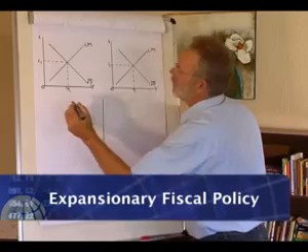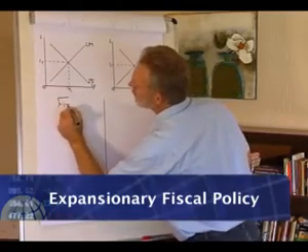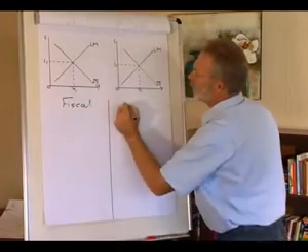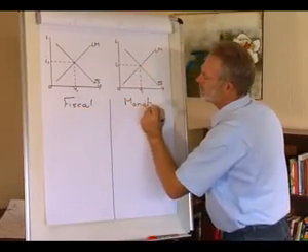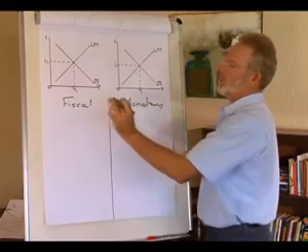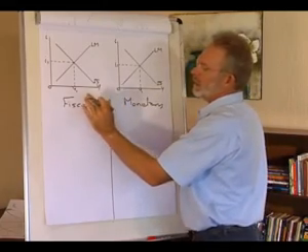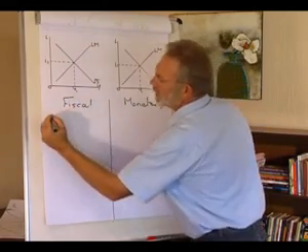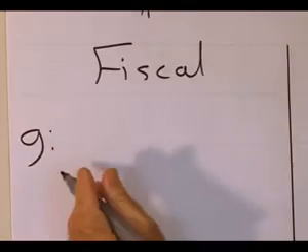Let's compare fiscal policy with monetary policy. This side we have fiscal policy, and here we deal with monetary policy. Fiscal policy deals with the goods market. So the initial effect is in the goods market.